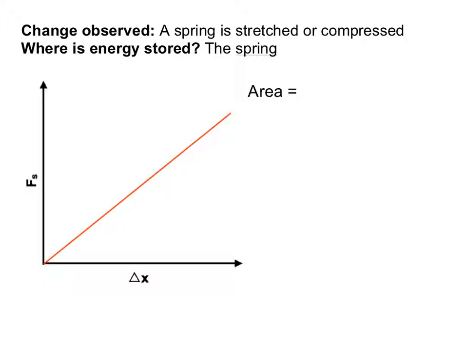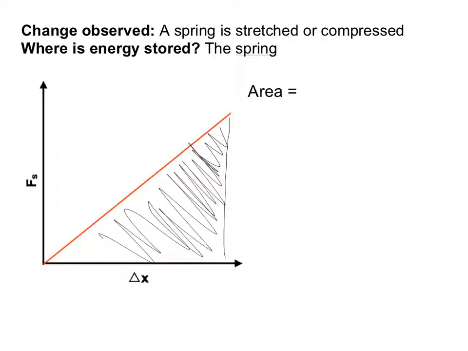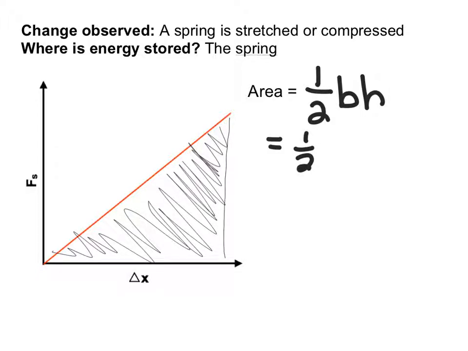So if we're going to be talking about the area of this graph, what we have here is essentially a triangle, if I could shade this in. And we're interested in this area. So what we would find is that the area of this triangle is 1/2 base times height, right? That's the area of a triangle. So what we'll see here is that this triangle has a base of change in x, and it has a height of Fs.